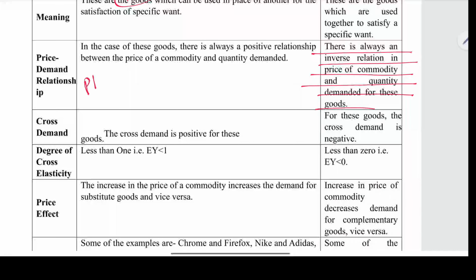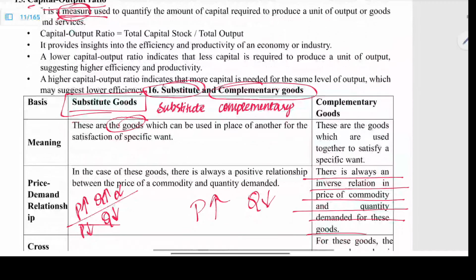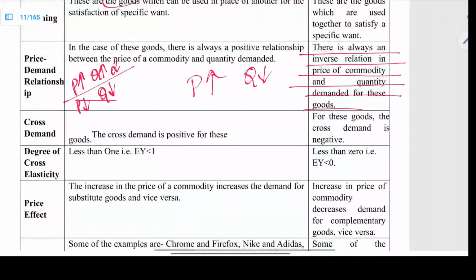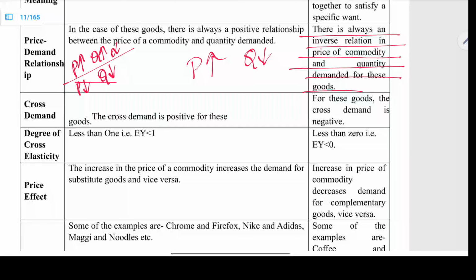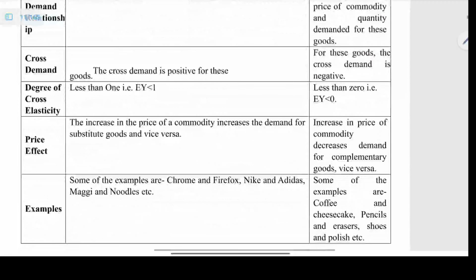What they are telling is, if the price rises, the quantity demanded is also rising. If the price is decreasing, the quantity demanded is also decreasing. Right? This is a direct relationship. An indirect relationship is if the price rises, the quantity will decrease. So the indirect relationship is for the complementary good.